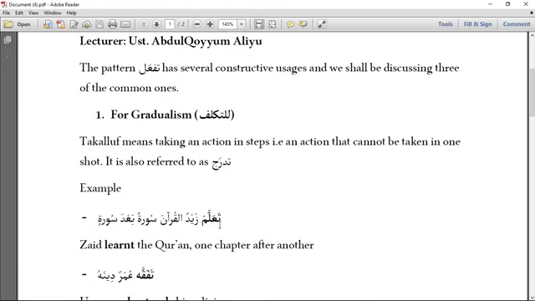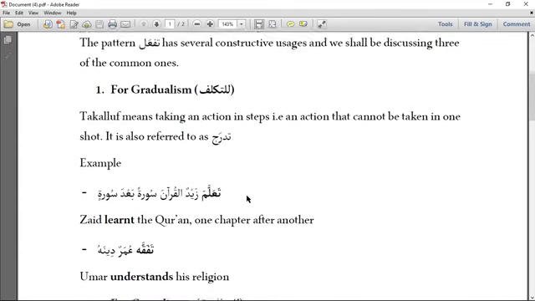So the example here, ta'allama Zaydun al-Qur'ana suratan ba'da suratin. Zayd learns the Quran one chapter after the other. So Zayd cannot learn the whole Quran at once. It has to be bit by bit. So that is what we use the tafa'ala shape for. It is showing that it is in steps and the action cannot be performed at once.